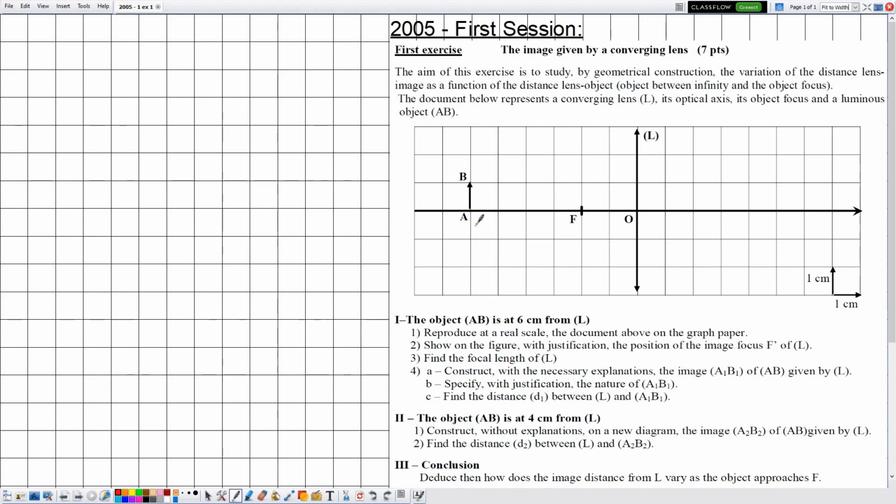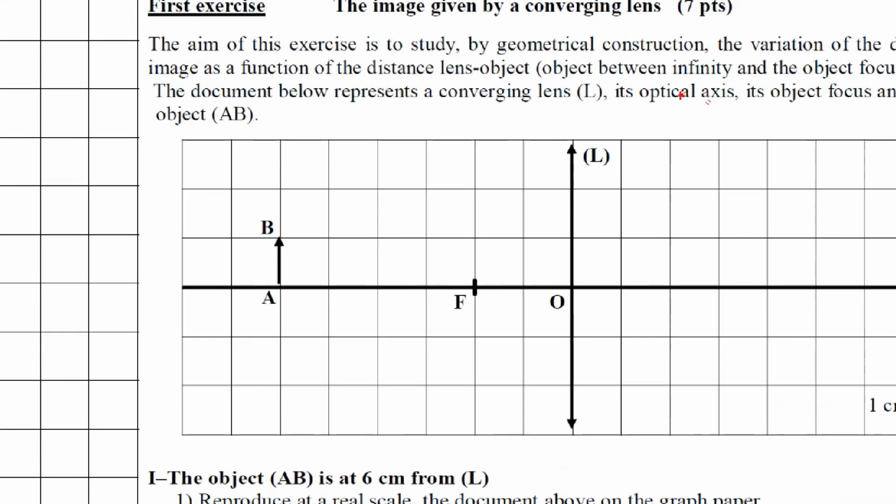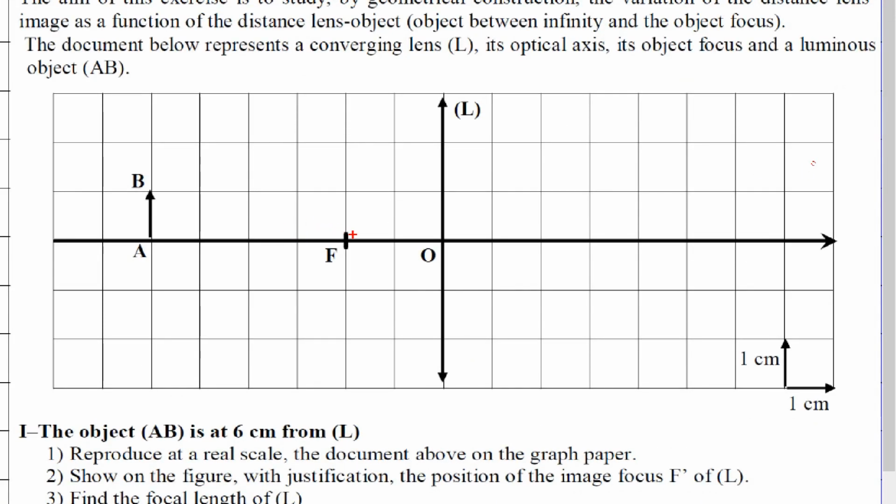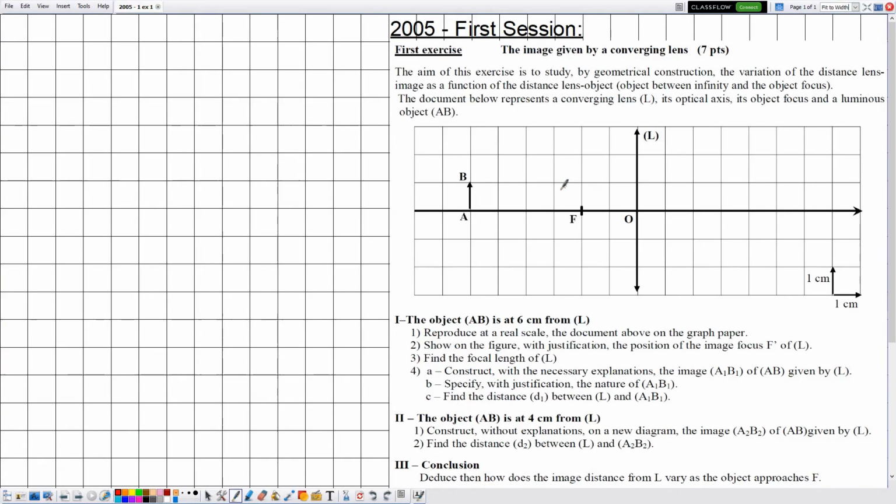The title of this exercise is the image given by a converging lens. The aim of this exercise is to study by geometrical construction the variation of the distance lens image as a function of the distance lens object between infinity and the object focus. The document below represents a converging lens L, its optical axis, its object focus, and a luminous object AB. So here the point F represents the object focus.